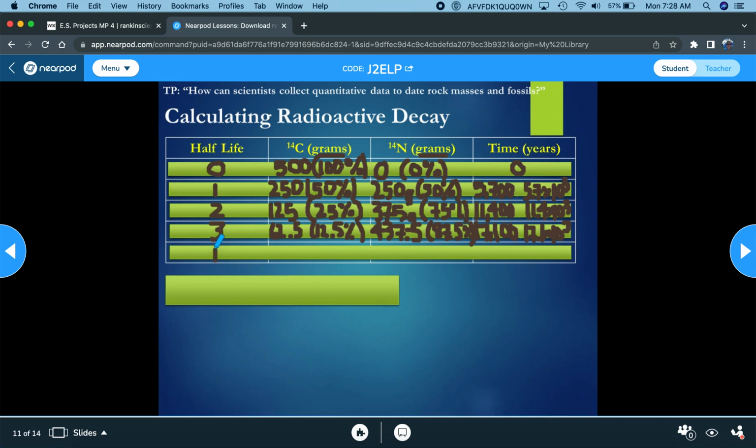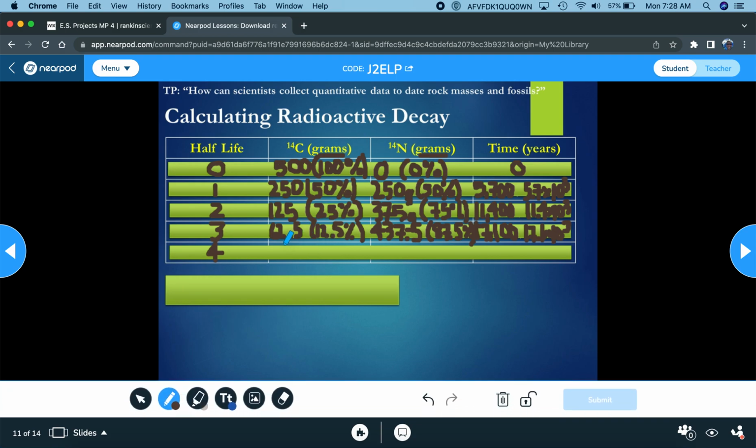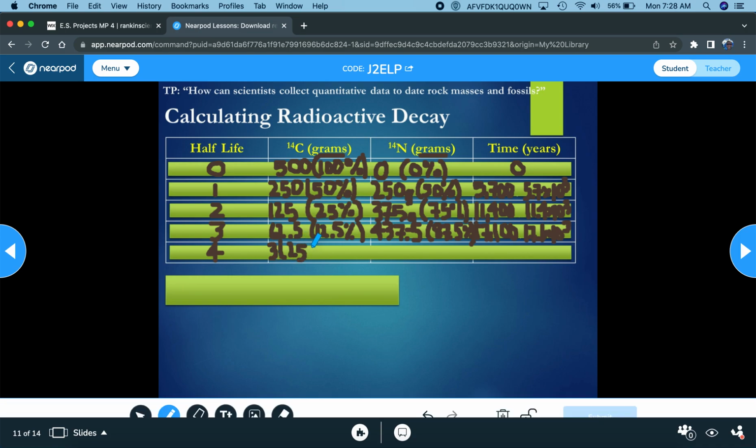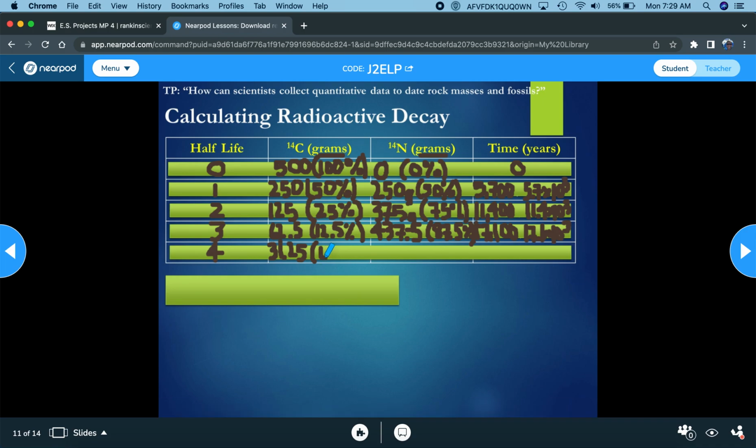Last one here, half-life 4. All right, so half of 62.5 would be 31.25. All right, that's what we need in this answer. That would be 6.25%.